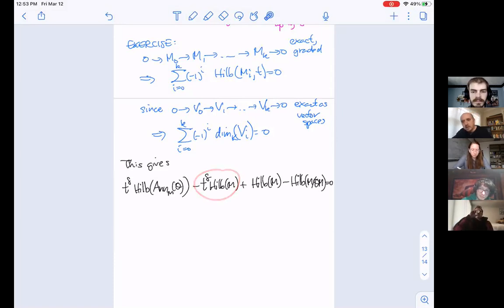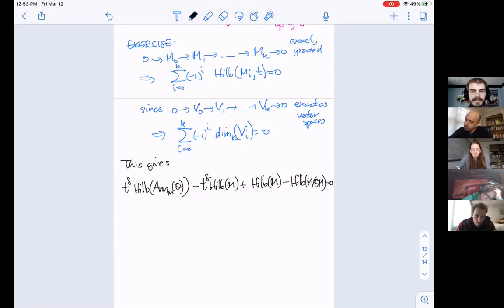So what happened here? This T to the delta times the Hilbert series of M, that is the Hilbert series of this thing where I artificially moved everybody's degree up by delta. And this one is the Hilbert series for the annihilator, where I artificially moved everybody's degree up by delta. And notice the plus, minus equals 0 because of the exactness. Okay?